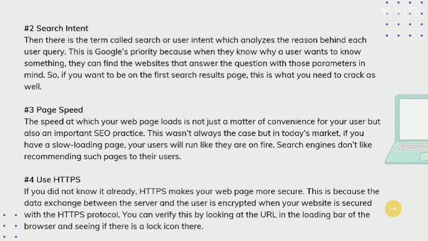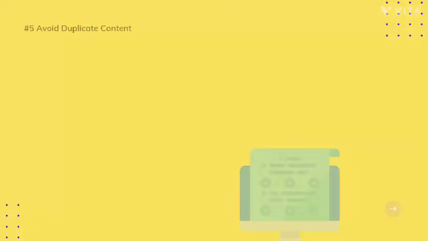This is because the data exchange between the server and the user is encrypted when your website is secured with the HTTPS protocol. You can verify this by looking at the URL in the loading bar of the browser and seeing if there is a lock icon there. Number 5. Avoid duplicate content.